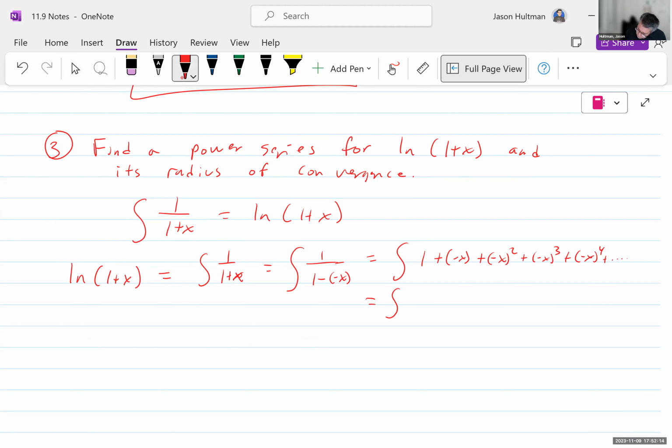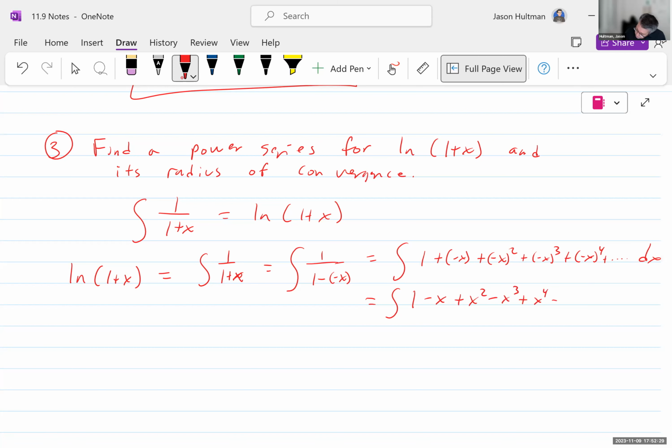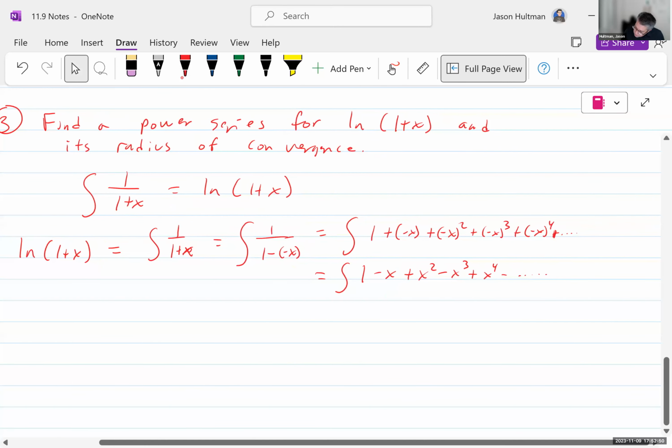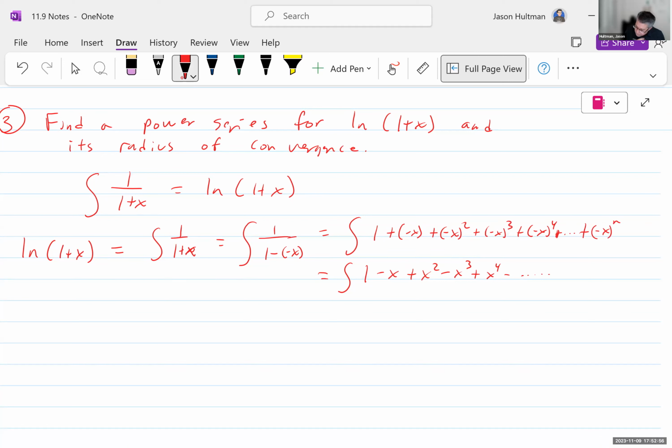So this is the integral. I'll put a little dx there. The integral of 1 minus x plus x squared minus x cubed plus x to the 4th minus, and then however many terms out you want to go. And this would go out to, let's go out to the nth term here. What would the nth term look like? It would be negative x to the nth, right?